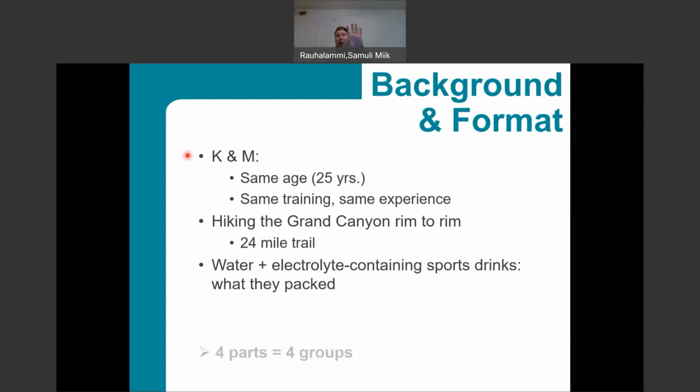And we'll look at this at 4 different time points: before the hike, during early part of the hike, during late part of the hike, and at the end of the hike. What are the changes that we're seeing?